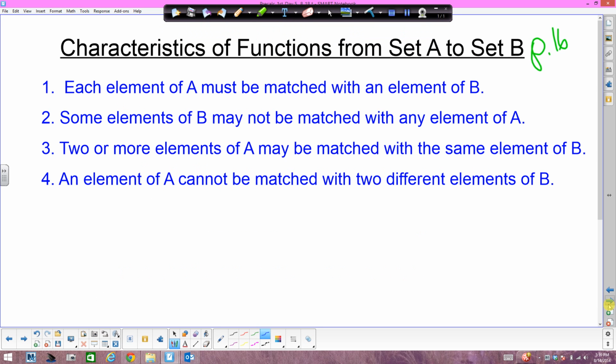So, characteristics of functions from set A to set B, and you can find this on page 16 in your book if you want more information. But each element of A must be matched with an element of B. Some elements of B may not be matched with any elements of A.